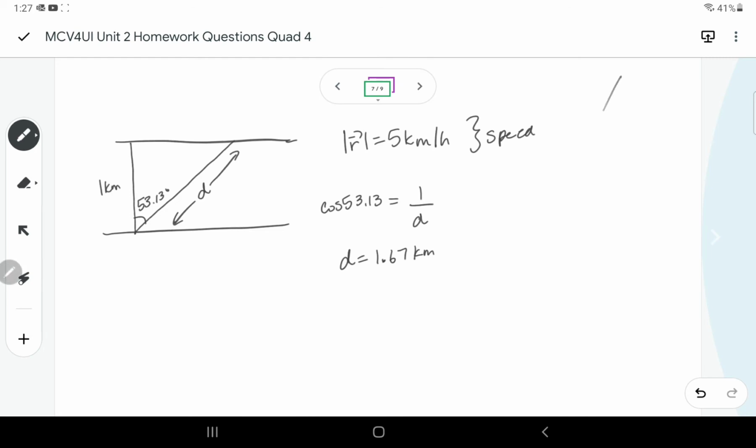So we know that the amount of time is the distance divided by the speed, so 1.67 divided by 5. So it'll take her a third of an hour, or 20 minutes, to get across to the other side.